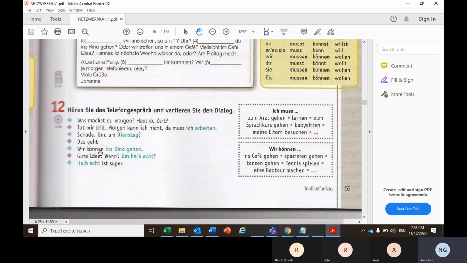Rajbir, you have to suggest the time also now. Gute Idee, and then suggest the time. Okay, gute Idee. Viertel 9. Viertel 9 is super. What is Viertel 9? Viertel vor 9 oder Viertel nach 9? Viertel nach 9. That is 15 past 9. Right.